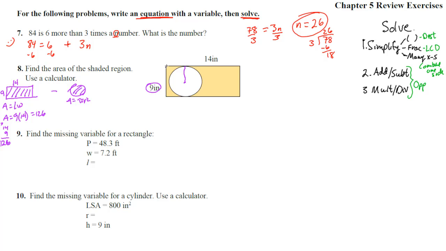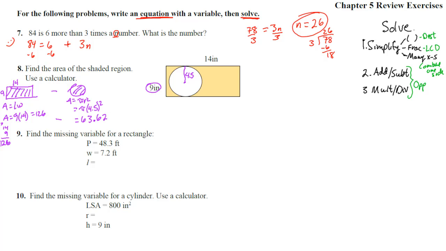The whole width of the rectangle is 9, so this is a 4.5 or a 9/2. So it's going to be pi times 4.5 to the second power. This is where the calculator is going to come in really handy. 4.5 squared times pi is 63.617. We can round it to 63.62. All right, now we subtract the two.